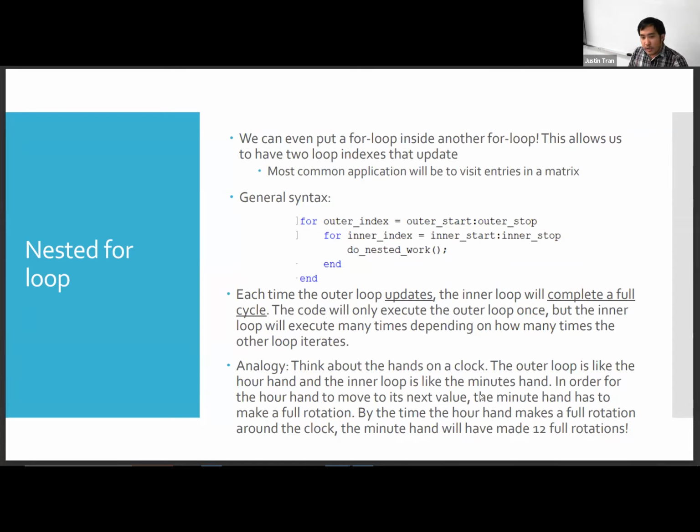The analogy I like to think about for a nested for loop is an analog clock, not a digital clock. The outer loop is something like the hour hand, whereas the inner loop is something like the minute hand. In order for the hour hand to progress from one time to another, the inner loop, or the minute hand, has to make a full rotation. So in this analogy, the inner loop is the minute hand, and the outer loop is the hour hand.